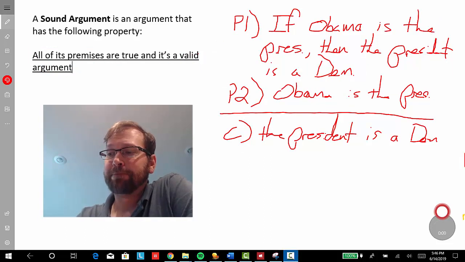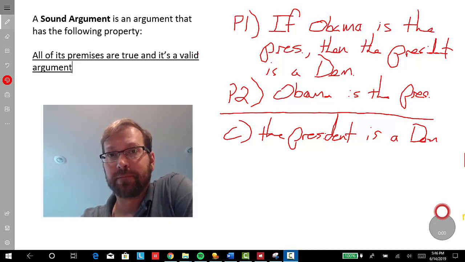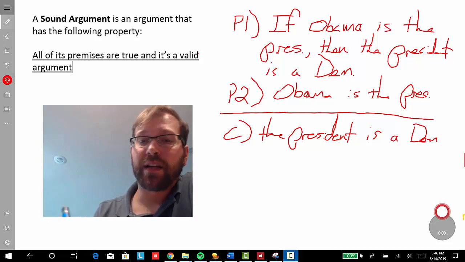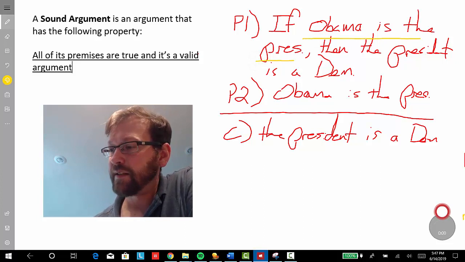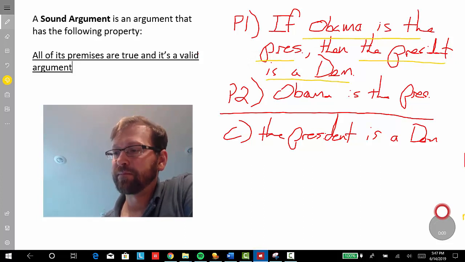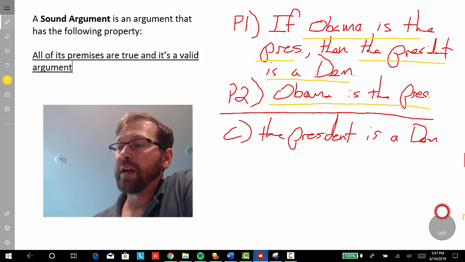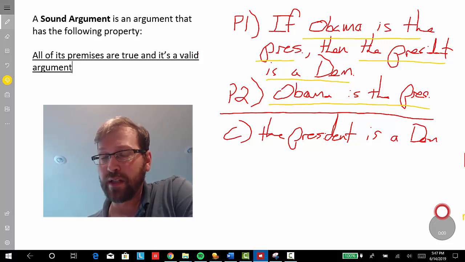Right, this argument says that if Obama is the president, then the president is a Democrat. Obama is the president. Therefore, the president is a Democrat. Unlike our previous argument, this is a valid argument. It's a valid argument because the first premise says that Obama being the president guarantees that the president is a Democrat. And it says that Obama is the president. Well, if Obama being the president actually guarantees that the president is a Democrat, and Obama is really the president, then there's no way that the president isn't a Democrat. So it is a valid argument.